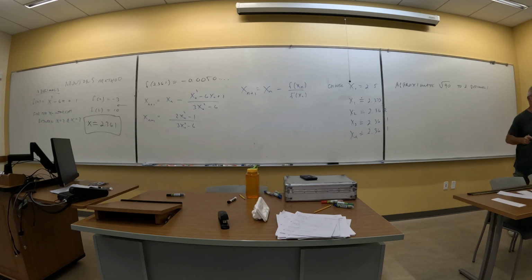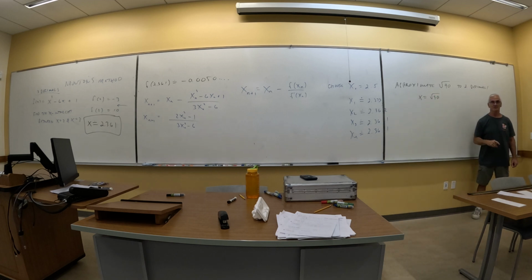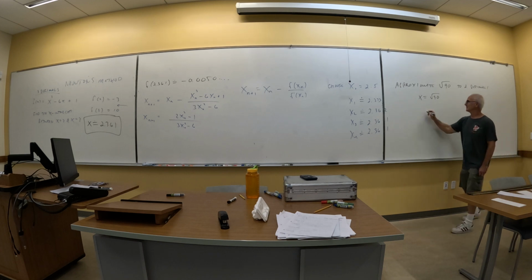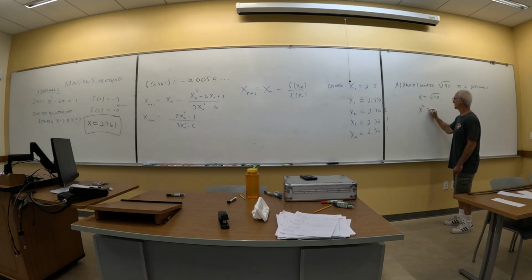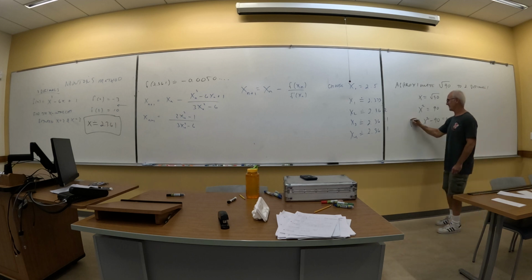I gave you a function over there. We don't have a function. We need to create one. Would you agree that I'm trying to find the value of x if it's the square root of 90? Yes? So what would x squared be? So what would x squared minus 90 be? 0. Have we figured out our function? Yeah.